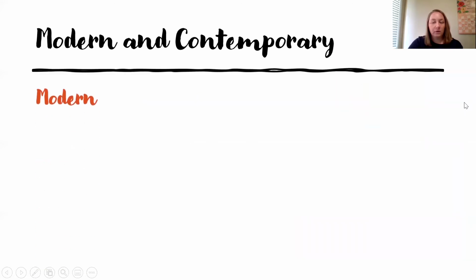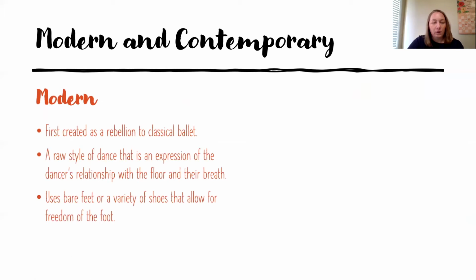Modern dance and contemporary dance are very similar. Modern dance was first created as a rebellion to classical ballet. It's a raw style of dance that is an expression of the dancer's relationship with the floor and their own breath. Modern dance is typically danced with bare feet, but it does allow for a variety of shoes as long as there's freedom of movement of the foot in that shoe.